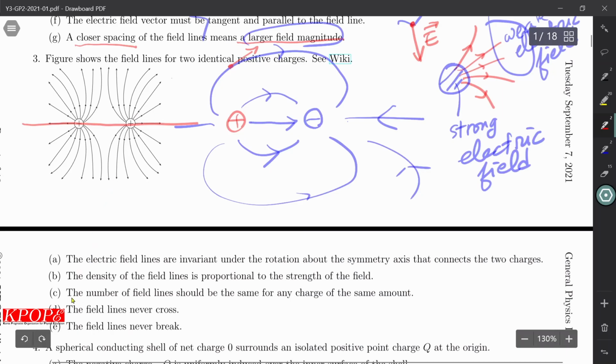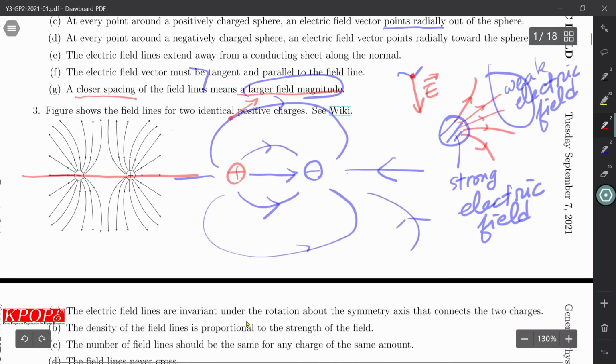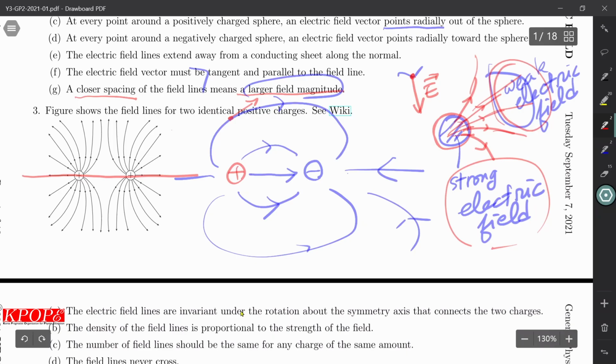B, the density of the field lines is proportional to the strength of the field. So we already know that if the density is higher, the field is strong. If the density is sparse, then the strength of the electric field is weaker.